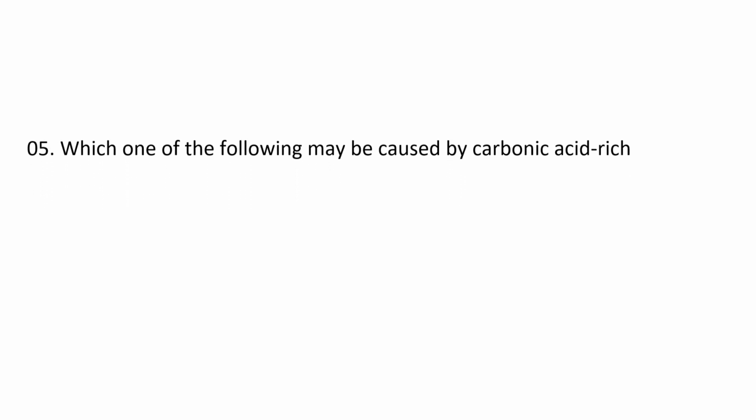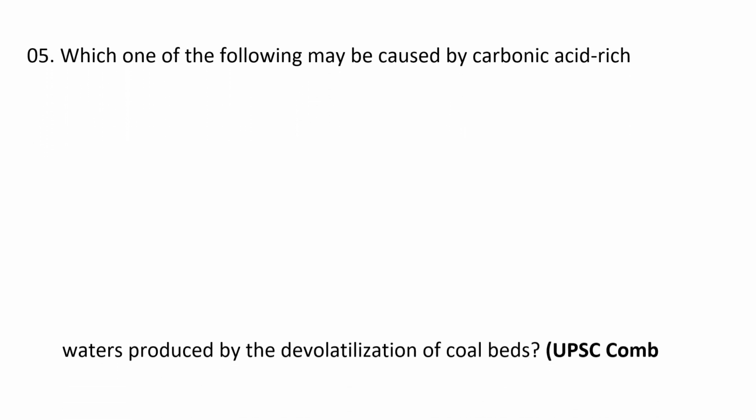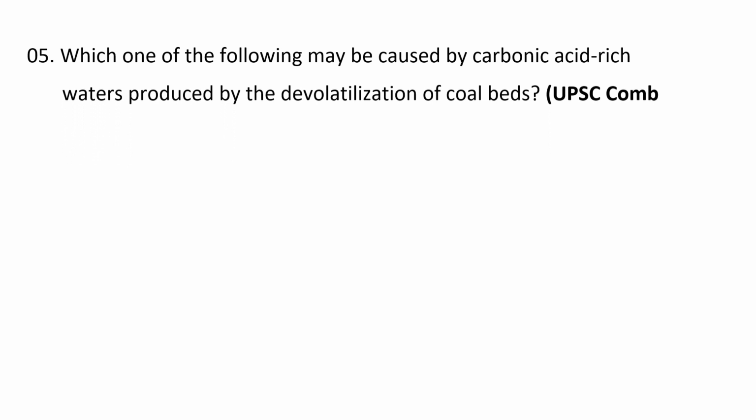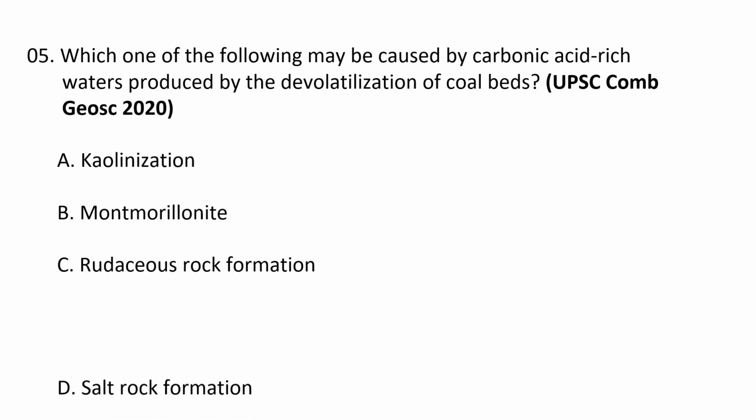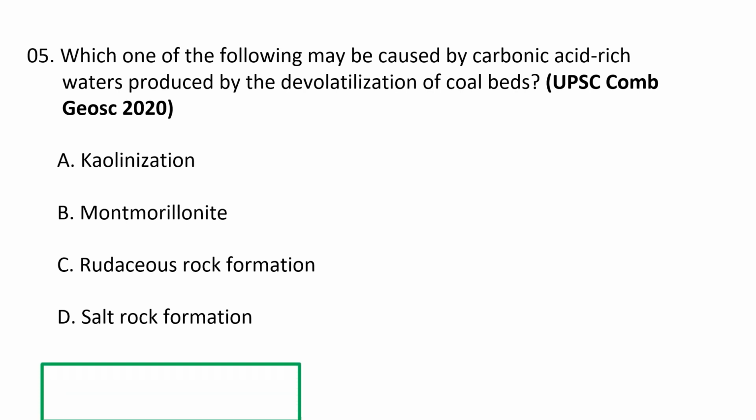Next question. Which one of the following may be caused by carbonic acid rich waters which are produced by devolatilization of coal beds? A. Kaolinization. B. Montmorillonite. C. Rhodaceous rock formation. And D. Salt rock formation. So the correct option is kaolinization.